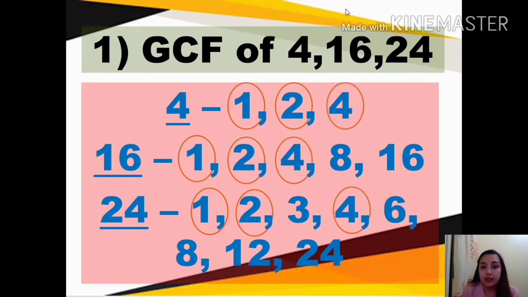Why is 8 not included? Because there is no 8 under 4. So, meaning it is not a common factor. So, we are going to choose among the three. Which is the greatest? Is it 1, 2, or 4? Of course, the GCF will be 4.